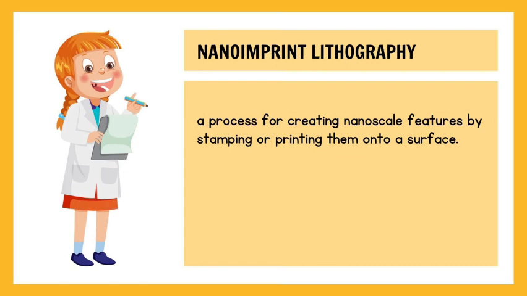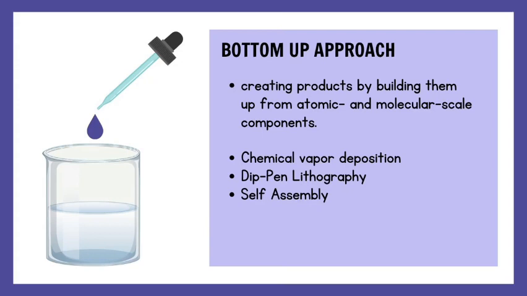Let's move forward to the bottom-up approach. The bottom-up approach is like building something from the smallest part up to something bigger. It's like playing with building blocks. You start with the tiniest blocks and put them together to make bigger structures. In nanomanufacturing, scientists use tiny building blocks called atoms and molecules. They carefully arrange and combine these atoms and molecules until they form bigger structures with special properties.